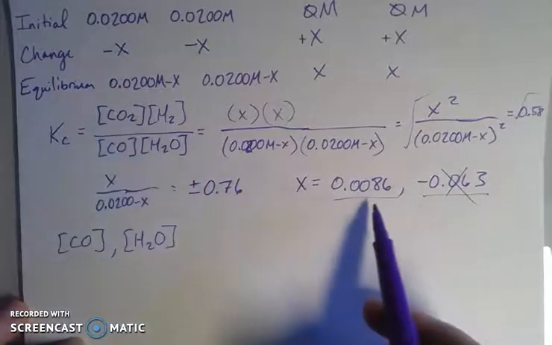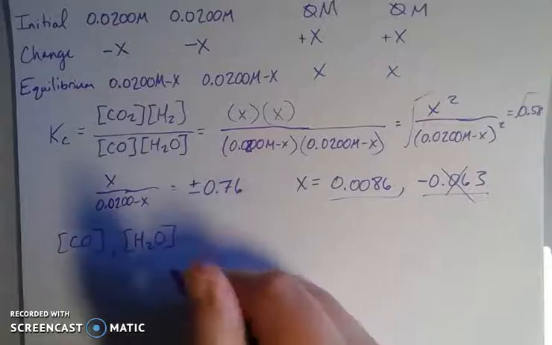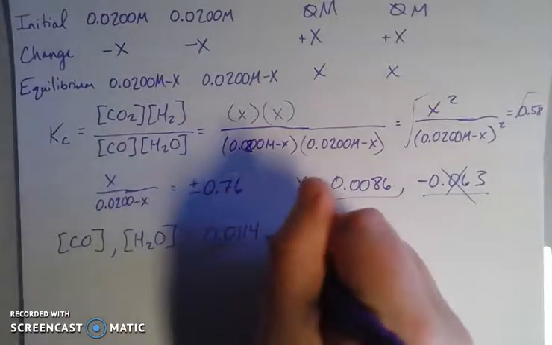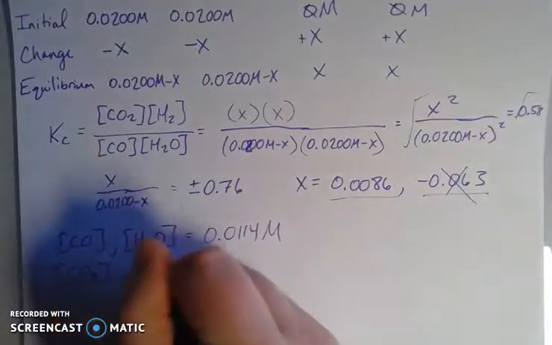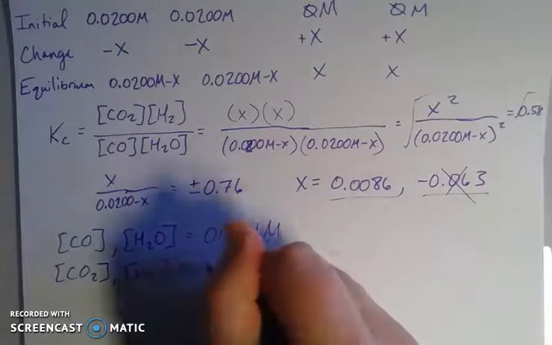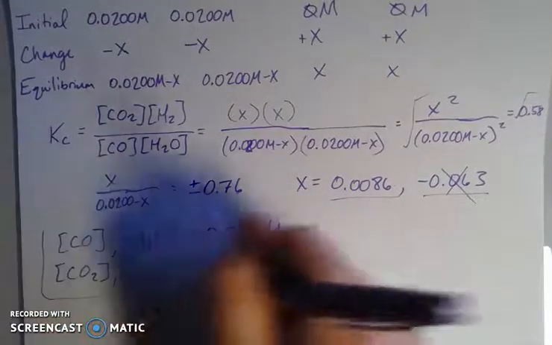I plug the 0.0086 into my 0.02 molar, and I end up with 0.0114 molar. And then for my carbon dioxide and my hydrogen, that's going to be just my X molar. Okay, so that would be my answer.